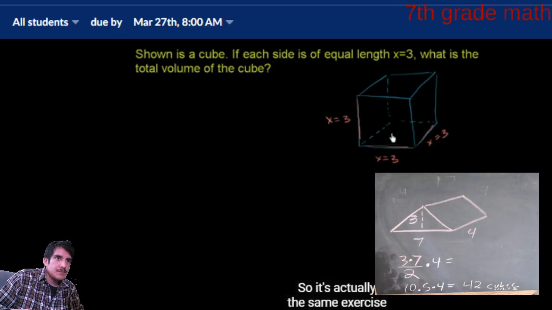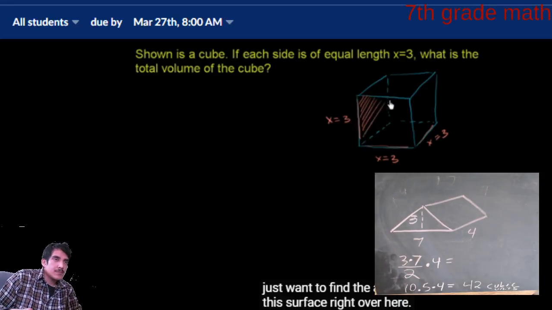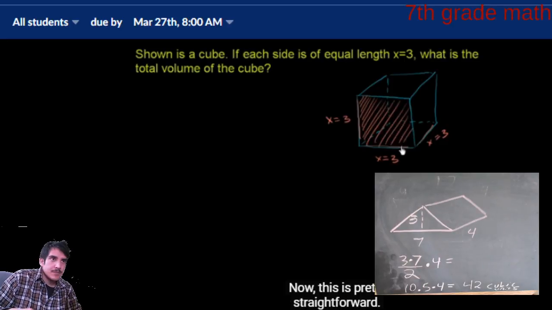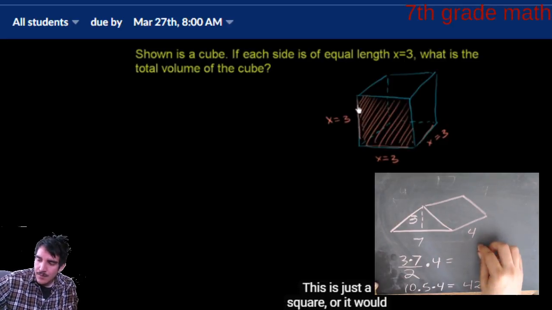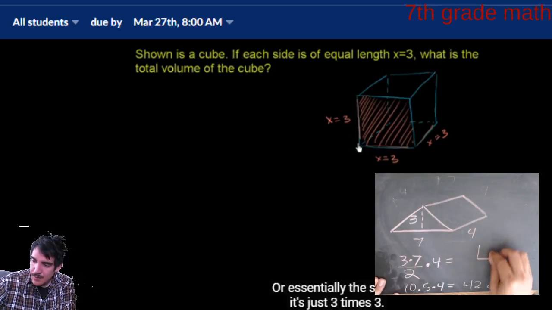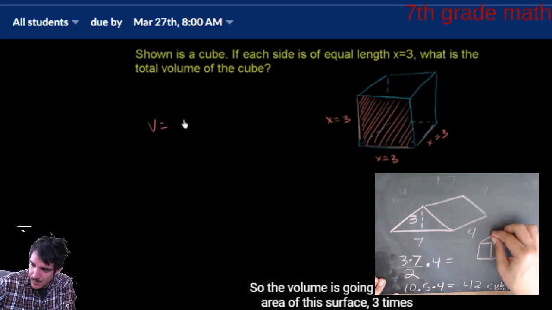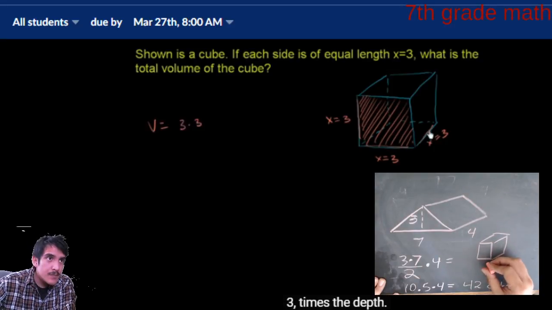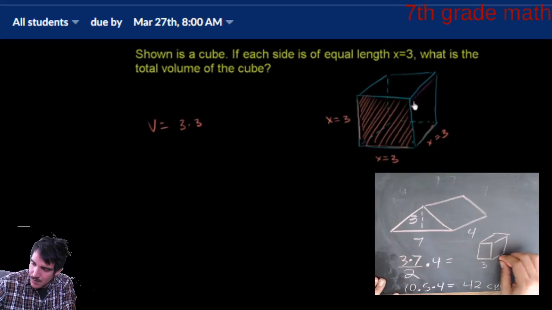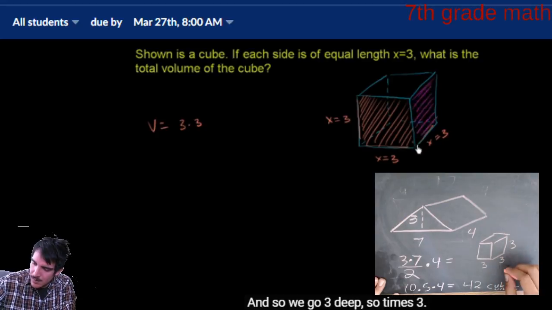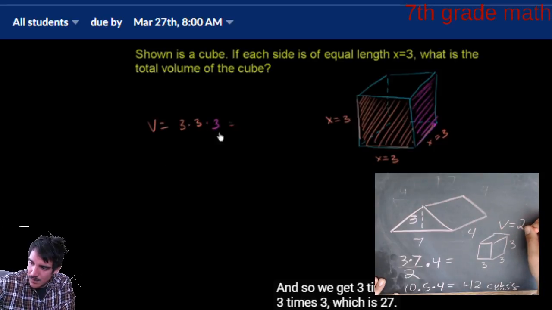So it's actually the same exercise as the triangular prism. It's actually a little bit easier when you're dealing with a cube, where you really just want to find the area of this surface right over here. Now this is pretty straightforward. This is just a square, or it would be the base times the height, or since they're the same, it's just 3 times 3. So the volume is going to be the area of this surface, 3 times 3, times the depth. And so we go 3 deep, so times 3. And so we get 3 times 3 times 3, so is 27.